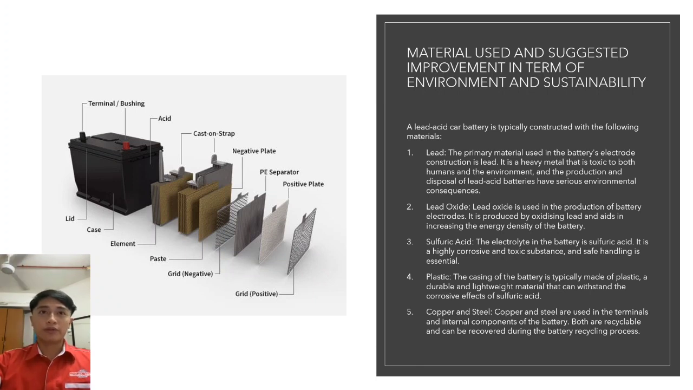Next, we move on to number four, the plastic. The casing of the battery is typically made of plastic, a durable and lightweight material that can withstand the corrosive effect of sulfuric acid. And number five, copper and steel. Copper and steel are used in the terminals and terminal components of the battery. Both are recyclable and can be recovered during the battery recycling process.